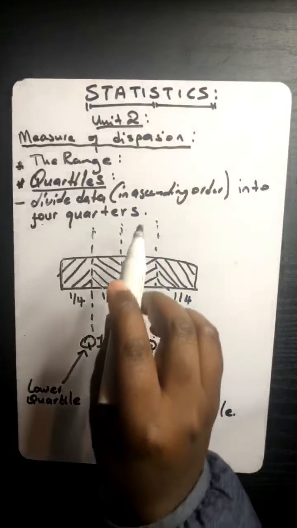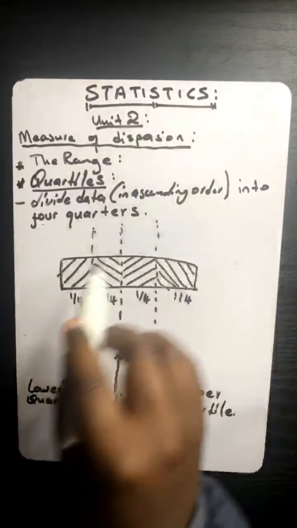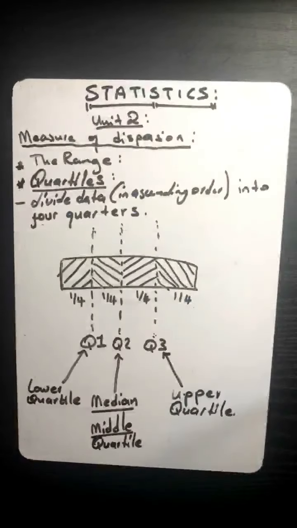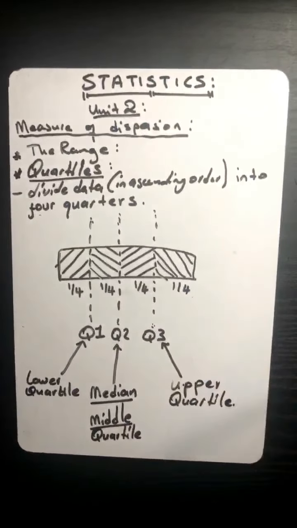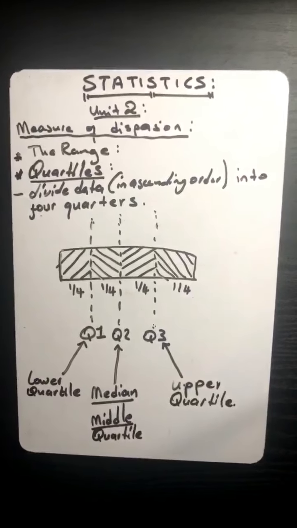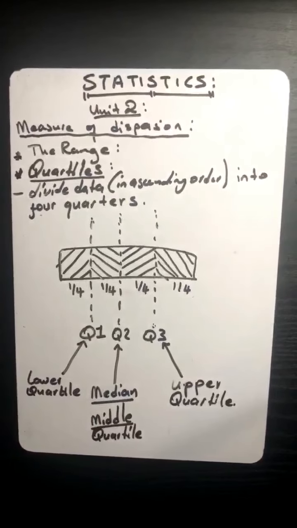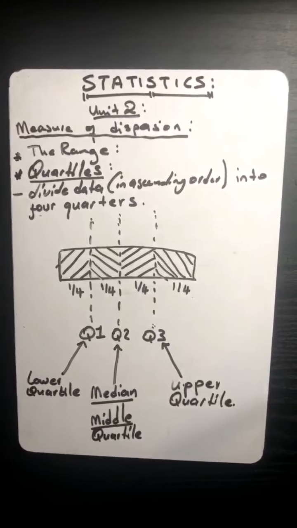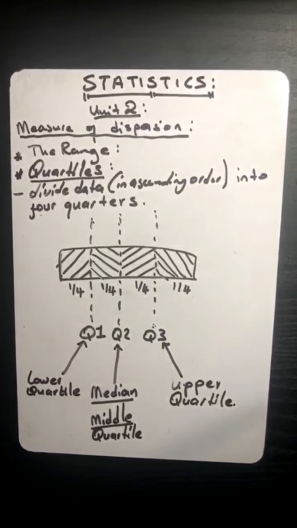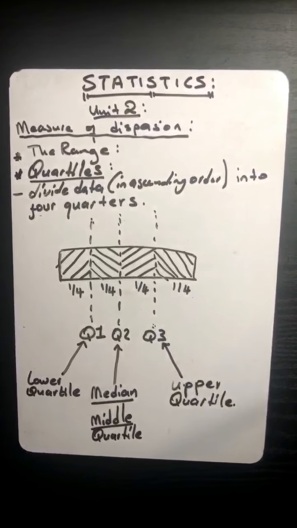So the 3 quartiles divide data, which is arranged in ascending order, into 4 quarters. Very, very much important, ladies and gentlemen. These are quartiles, guys. Does it make sense to everyone? Does everyone understand what is meant by the quartiles, Bantu Bagiti? Do you guys understand? Yes, I do. Yes. Okay.